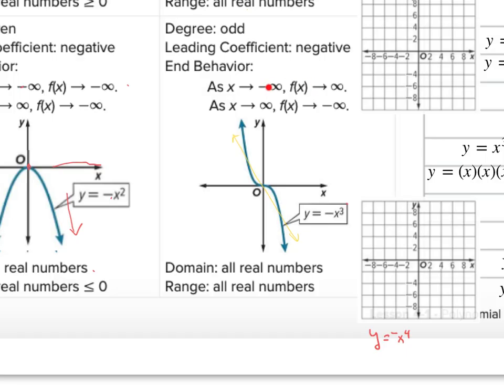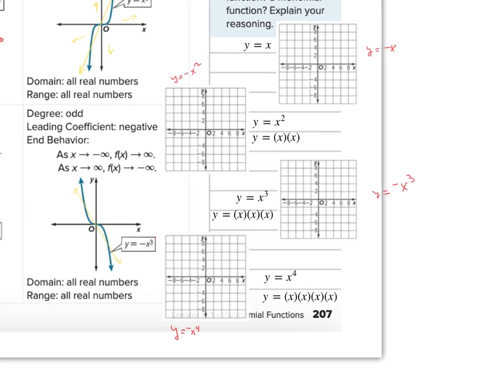So as x approaches negative infinity, f of x approaches infinity. As x approaches positive infinity, f of x approaches negative infinity. And nothing changed though. My domain and range is still all real numbers. So looking at that now, I did add a couple over here.